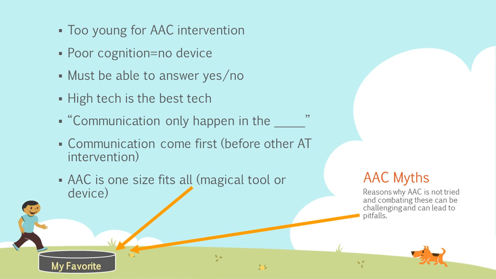Thinking that someone is too young for AAC or AT intervention. There is no one that's too young for assistive technology intervention, so don't fall into the danger of not even trying something because you fear the person is too young. Poor cognition equals no device is a myth that I've seen a lot. Just because we don't know exactly what they may score on a cognitive test doesn't mean we can't try AAC or AT with a child.